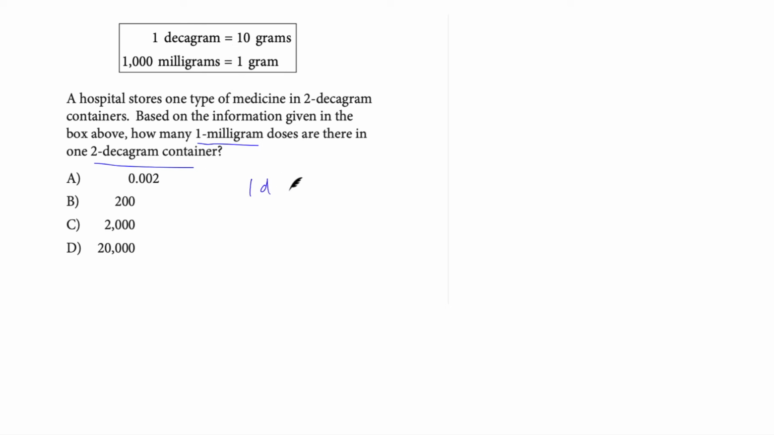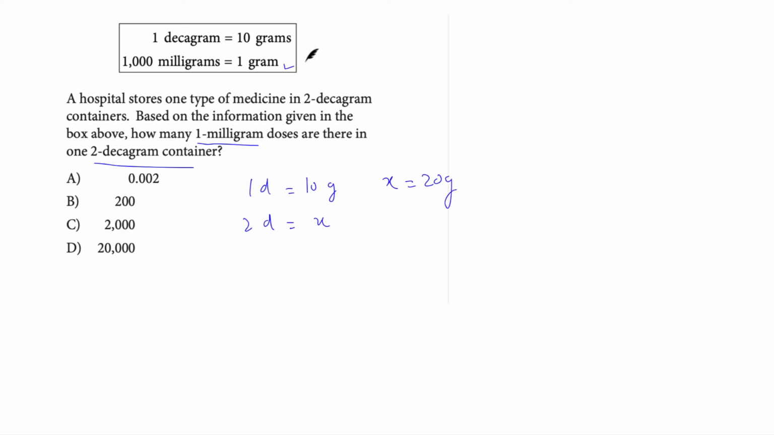If 1 decagram equals 10 grams, then 2 decagrams equals X. Well, this is a simple proportion. You cross multiply, what do you get? You get 20 grams. That's pretty obvious.